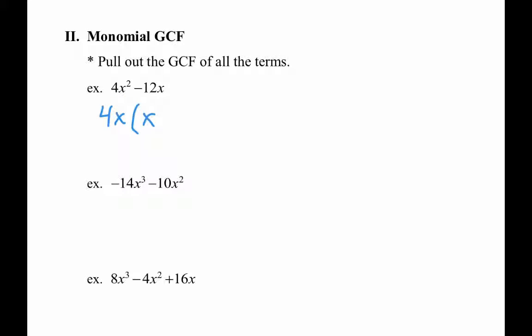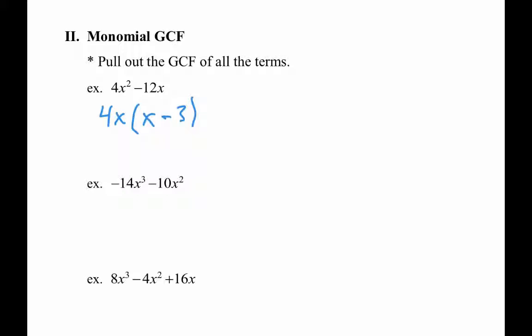For my next term, I have this minus 12x. A negative 12 divided by 4 gives me a negative 3. And then my x divided by x just gives me 1. They kind of cancel each other out. So I'm done with the problem. You could check it by asking, 4x times what would get me a negative 12x? 4x times a negative 3 would get me the negative 12, and then still have my x.